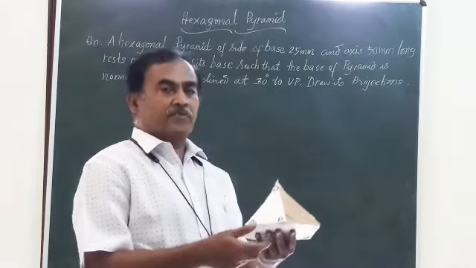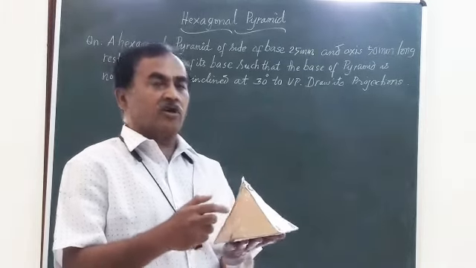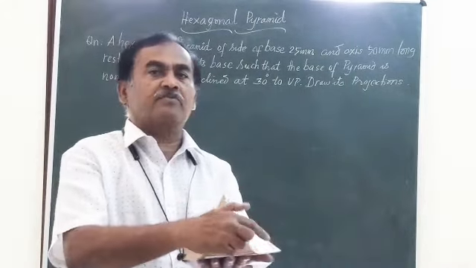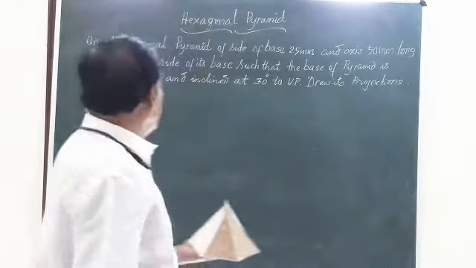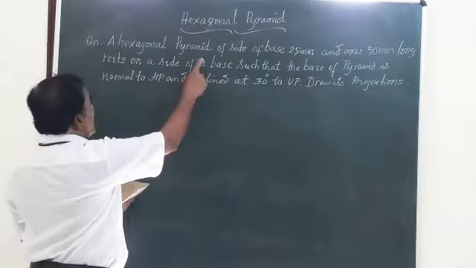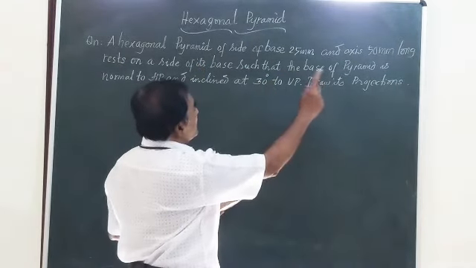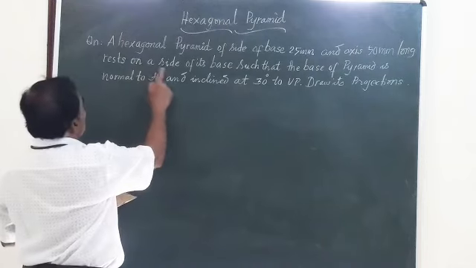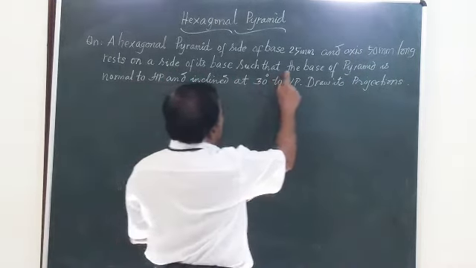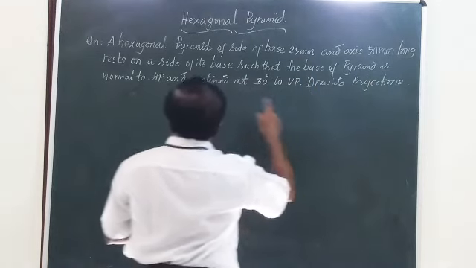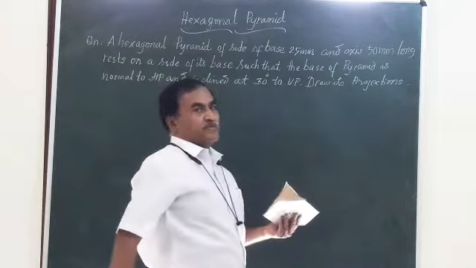Now, let us work out a problem in today's class, taking the object resting on one of the edges of the base on HP. The question reads like this: a hexagonal pyramid of side of base 25 mm and axis 50 mm long rests on a side of its base such that the base of the pyramid is normal to HP and inclined at 30 degrees to VP.